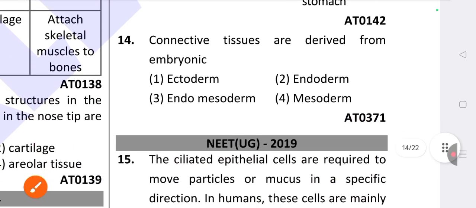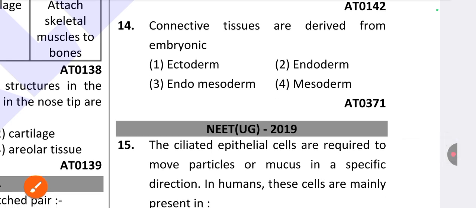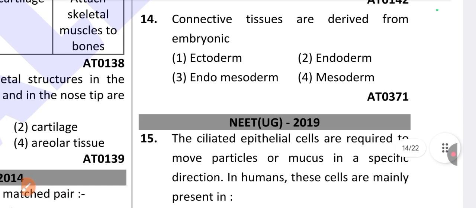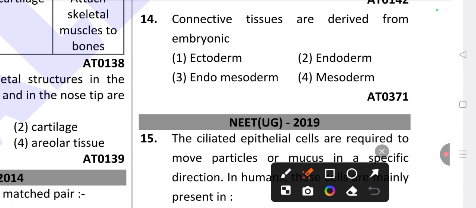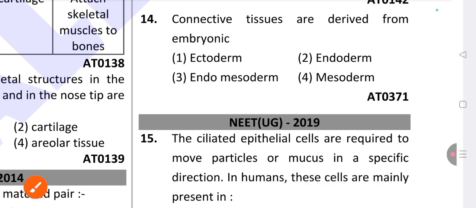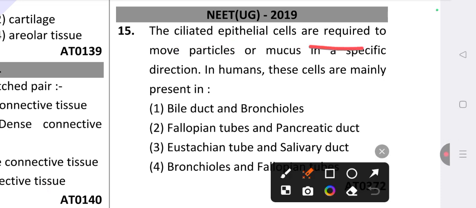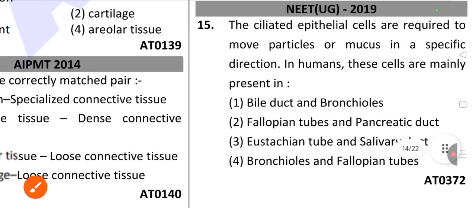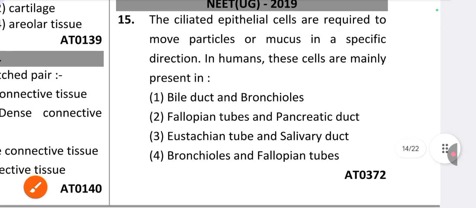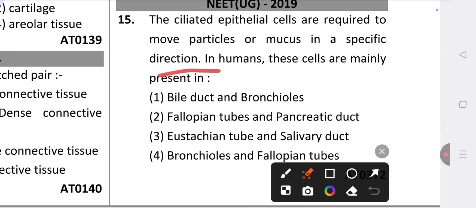Next 14th one. Connective tissues are derived from embryonic ectoderm, endoderm, mesoderm. So answer is mesoderm is the correct answer. Next 2019 question we will see. So the ciliated epithelial cells are required to move particles or mucus in a specified direction. So these are mainly present in, so which is the unidirectional, that means only one side direction. So answer is bronchioles and fallopian tubes. They move the particles in a specific direction.